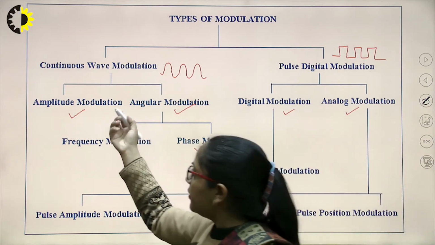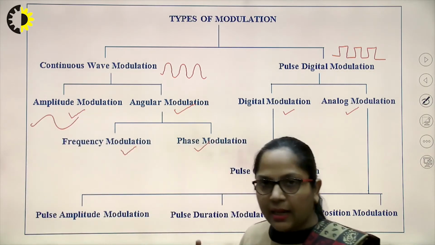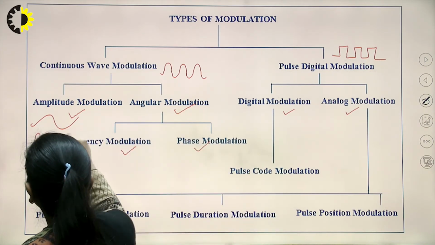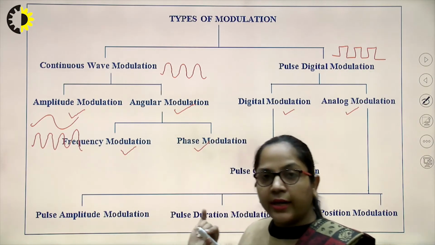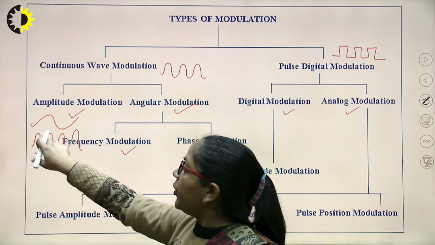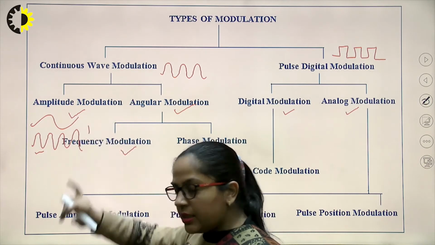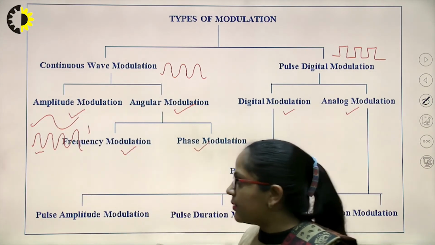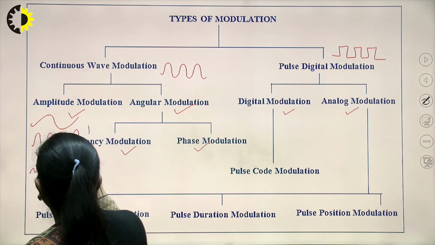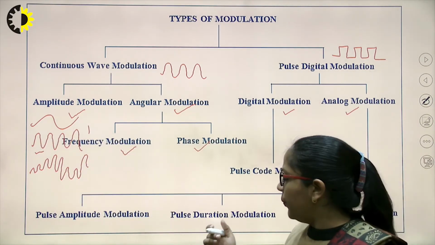If this is some random amplitude of the message signal and this is the high frequency carrier signal, then after modulation what kind of signal will I have? The amplitude of this high frequency carrier signal will vary according to the instantaneous value, that is the amplitude, of the message signal. So I will have a modulated waveform like this, which we will discuss later in detail also.